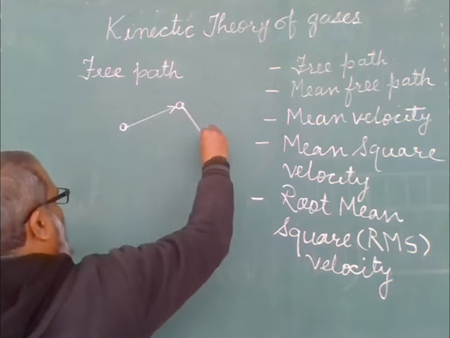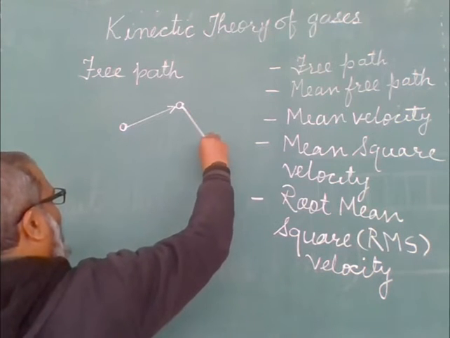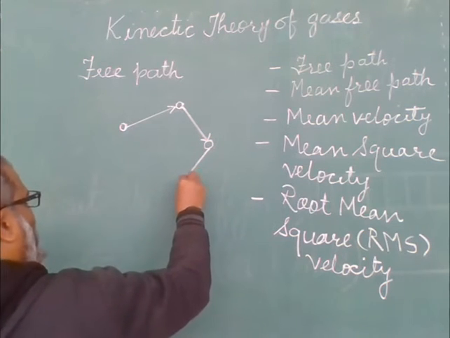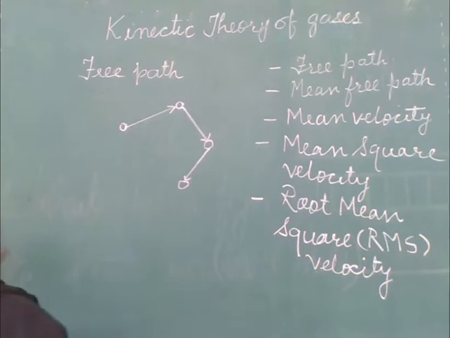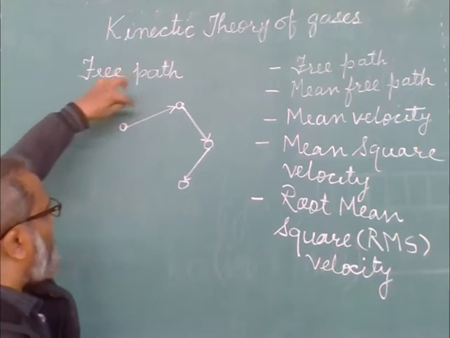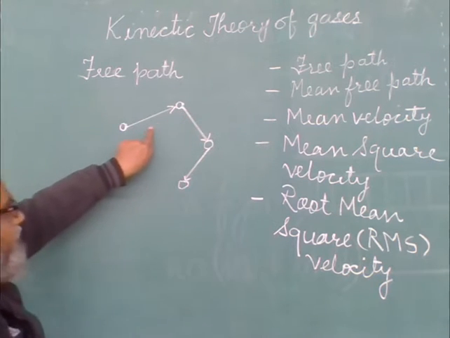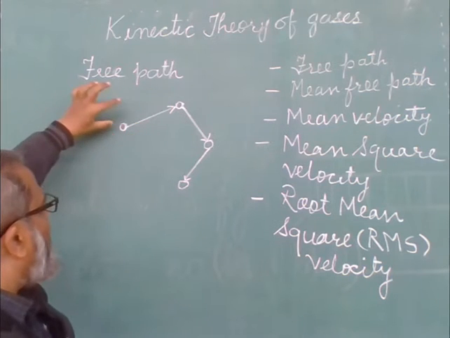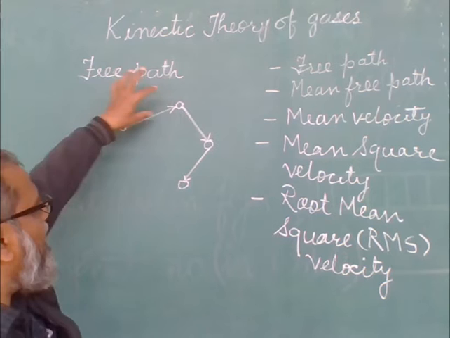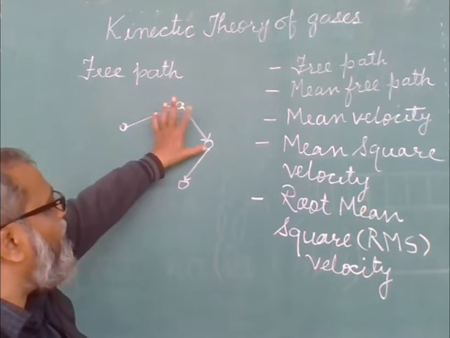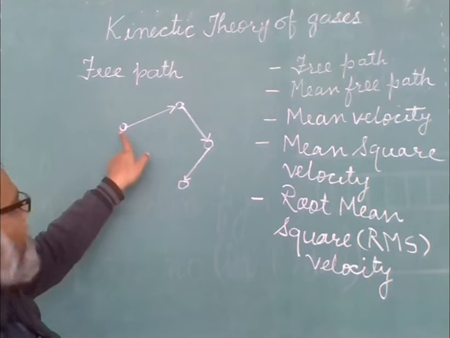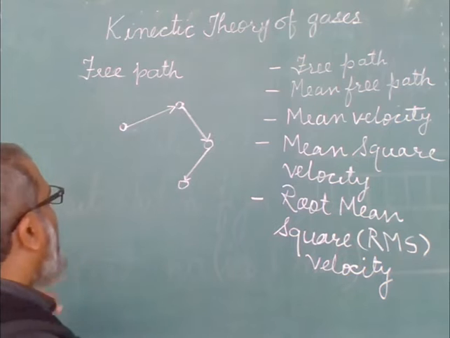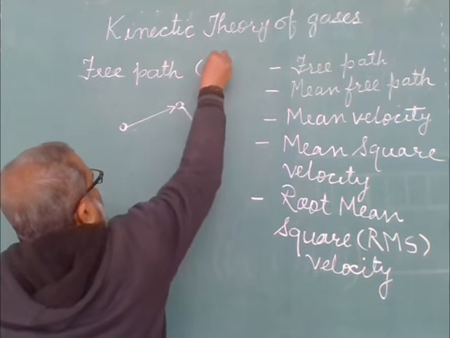and a second time also it will collide with another molecule like this, and in this way it will go on colliding. So between these two collisions, it has traveled this straight path. This straight path is called the free path. Between any two collisions, the molecule travels a straight path. That straight path is called the free path, and it is represented by the letter lambda.